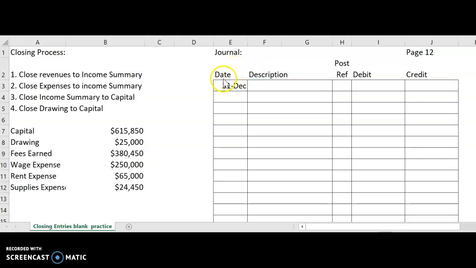So this will be done at the end of the period, which we'll pretend that our year ends December 31st. First thing I'm going to do is close revenues to income summary. So I look for my revenue account, and my revenue account is called fees earned. Fees earned is revenue, and it has a normal credit balance. So if I want to close an account with a normal credit balance, and when I say close it, I mean get the account to 0, I need to do the opposite to it, so I need to debit fees earned for the amount of $380,450. So let's do that.